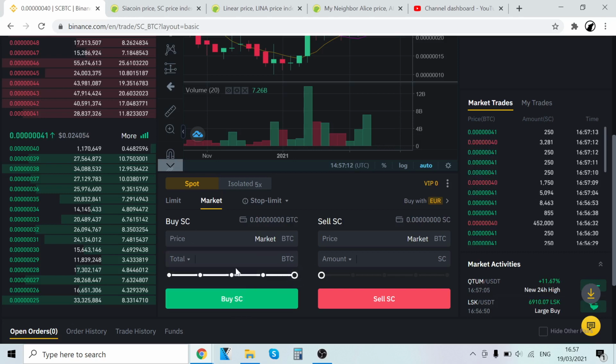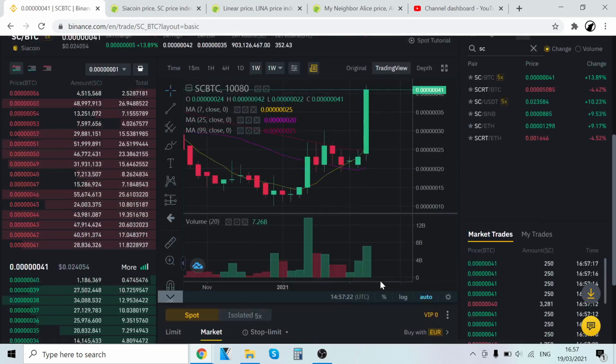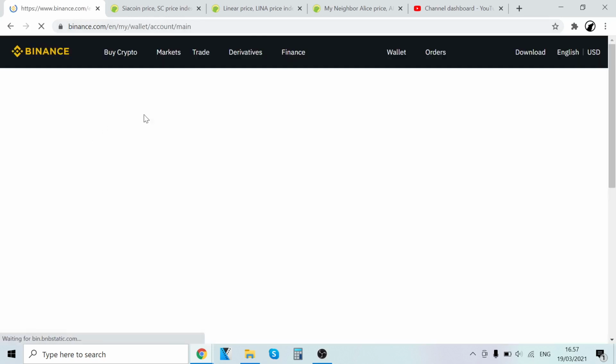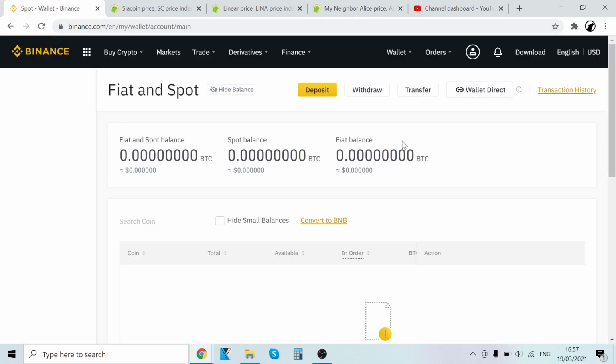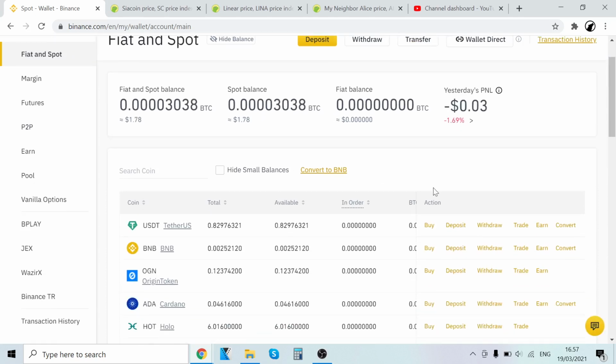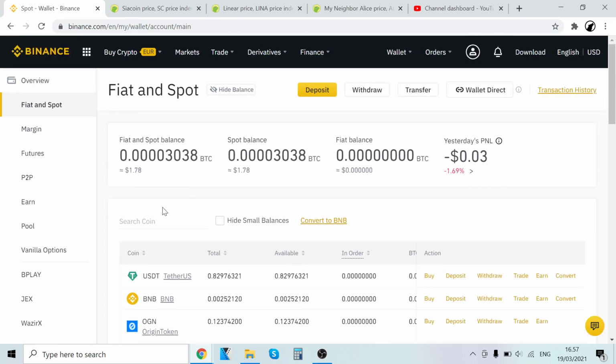Then it will execute the trade and the Siacoin will show up in your wallet. But you can also select if you want to sell, for example, 50% of your Bitcoins and trade that into Siacoin, then you can do it here. But anyway, after you have bought the Siacoin, it will show up here in your wallet. Now you can withdraw it and you can do whatever you want with it. So you can withdraw it here, but what I want to show you also is how to sell a Siacoin. If you don't know how to sell on Binance, keep watching.